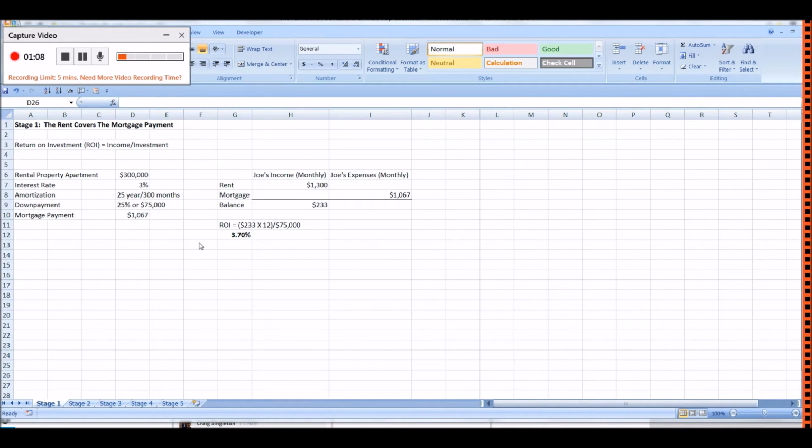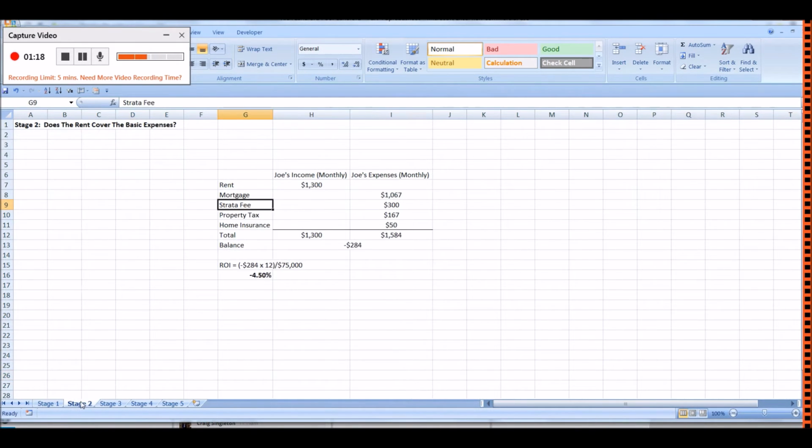So you think that's a pretty good return, but Joe's forgetting about the expenditures, like strata fee, property tax, all that. So we'll move on to stage 2, which covers that. Stage 2 is titled "Does the rent cover the basic expenses?"